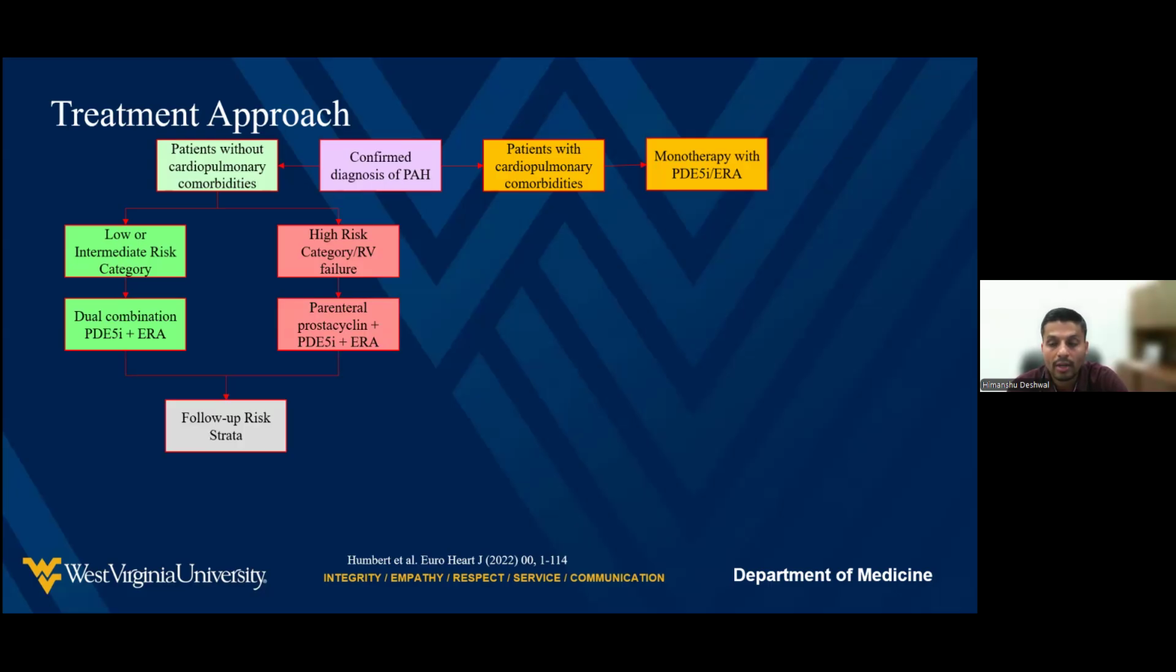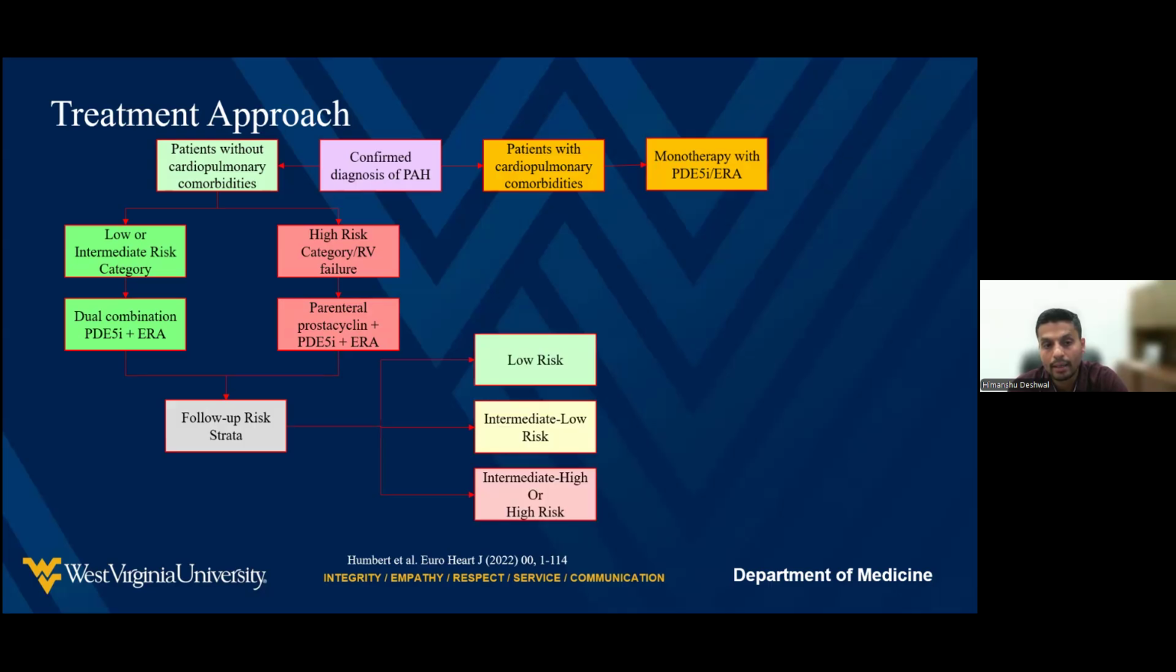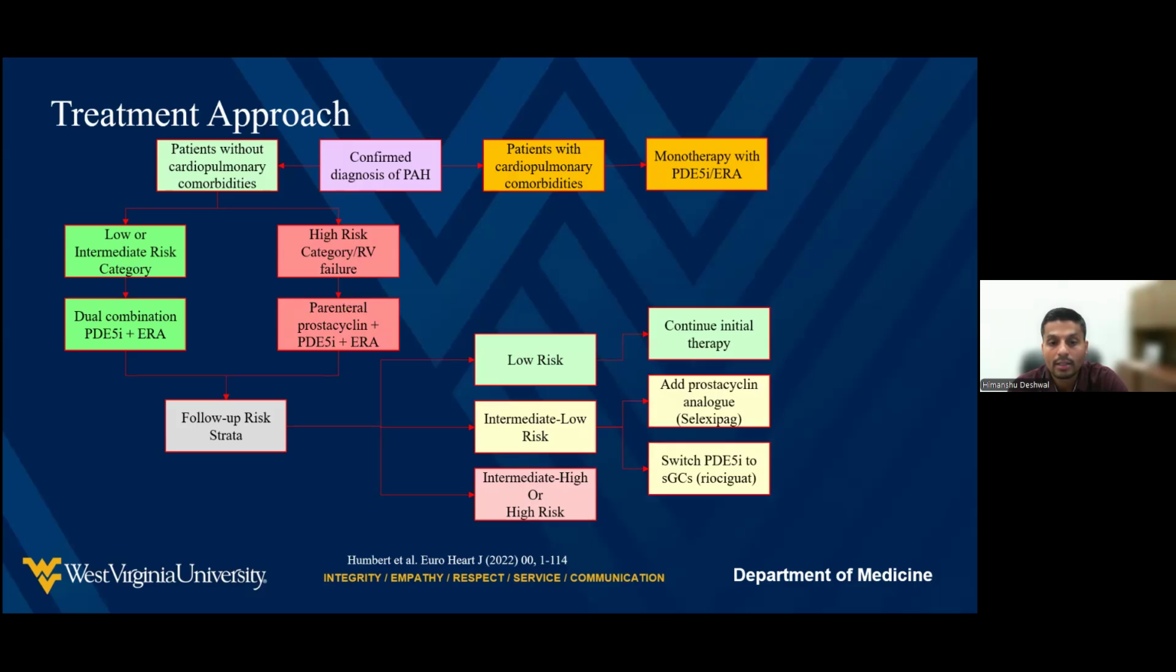And then you follow them very closely, 6 to 8 weeks, and re-stratify them in scores based on their functional status and other things. If they come in at low risk status, you continue the current treatment. If they are in intermediate risk, you add more medications. If they are in high risk, you add parenteral prostacyclin or refer them for transplant.